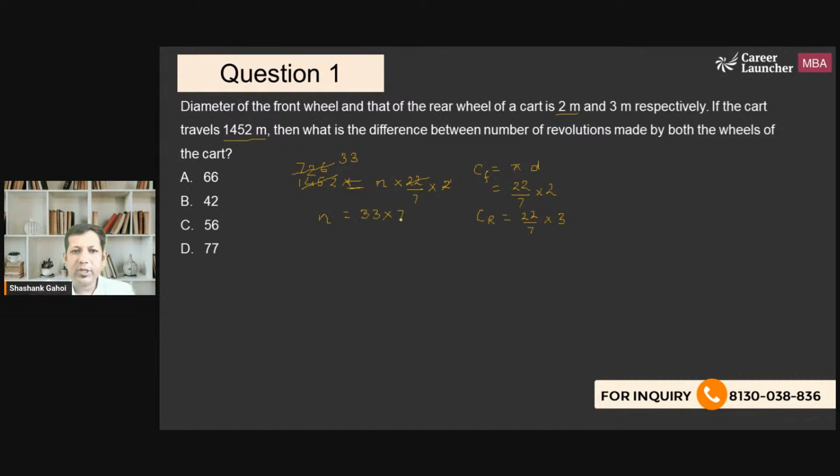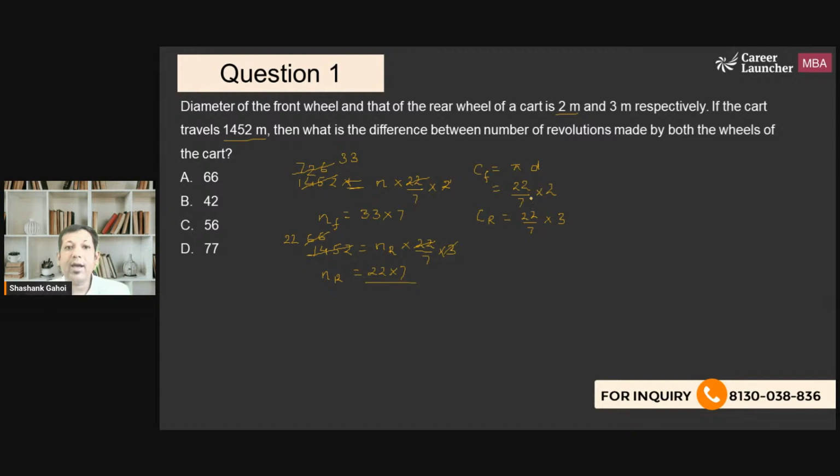Now what you can do, you can actually multiply, but I would prefer not to multiply. I'm just going to keep it as it is. So the front wheel has made these many revolutions so far. Okay. What about the rear wheel? So 1452 is equal to number of revolutions into 22 by 7 into 3. That is the circumference. Number of revolutions into circumference. Now this comes out to be what? So I'm canceling it out. So it is going to be 66. So the rear wheel comes out to be, and this cancellation gives me 22 into 7. Okay, so 22 into 7.